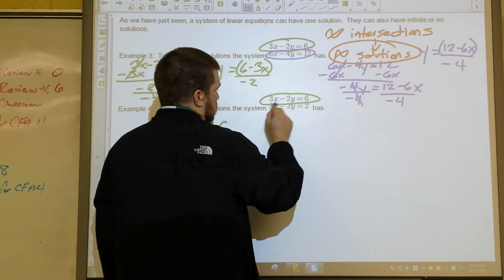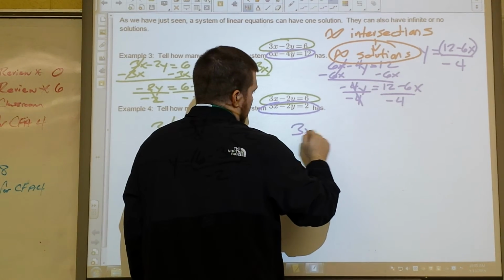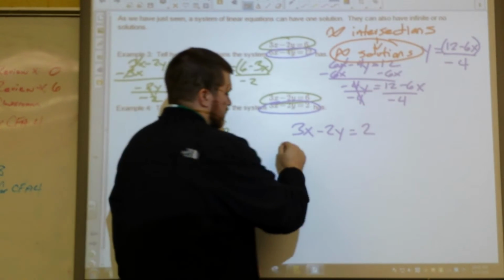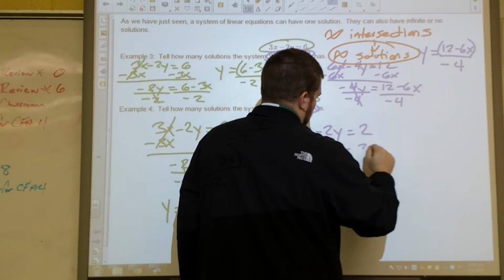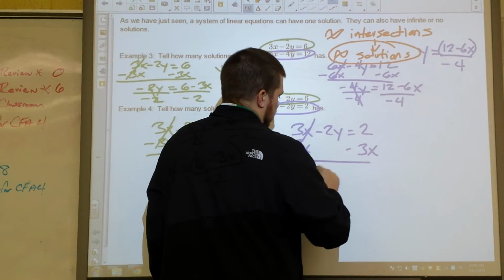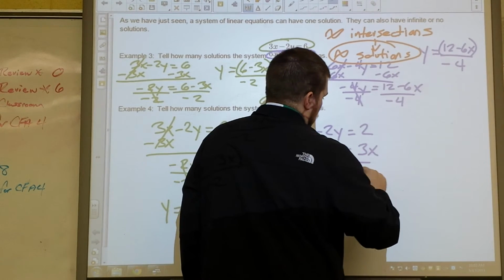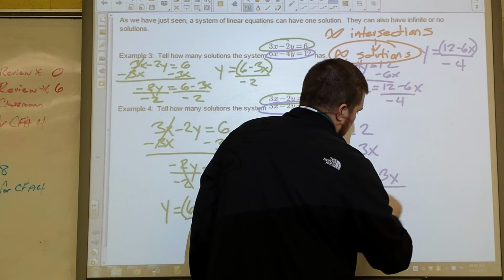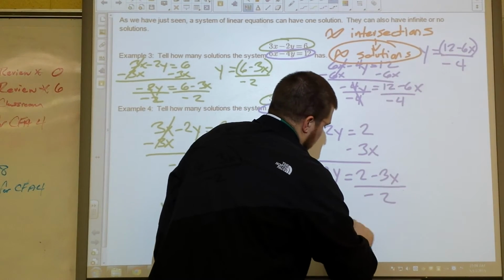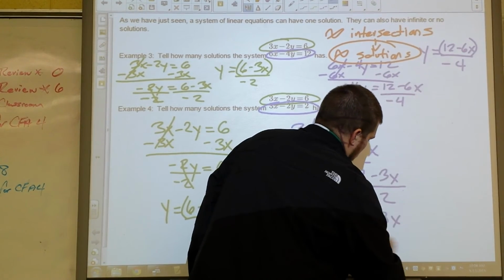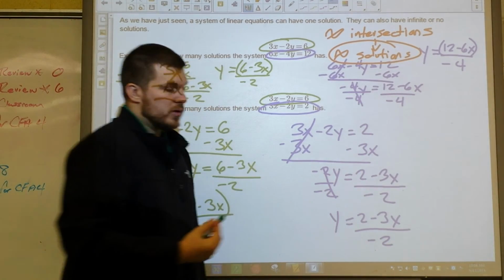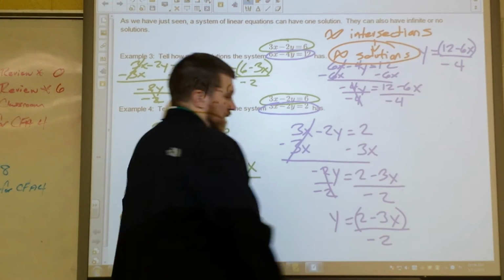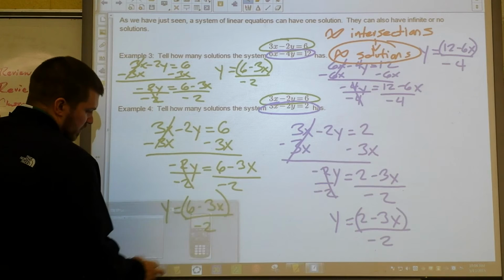Put in the bottom equation, scratch work in blue, have 3x minus 2y equals positive 2. Get y by itself, so minus 3x. Cancel out, so negative 2y equals 2 minus 3x, and then divide both sides by negative 2. So y equals 2 minus 3x all over negative 2. Again, when I graph this, I have more than one thing on top, so it has to be put in parentheses. Now I'm ready to use my calculator and graph.